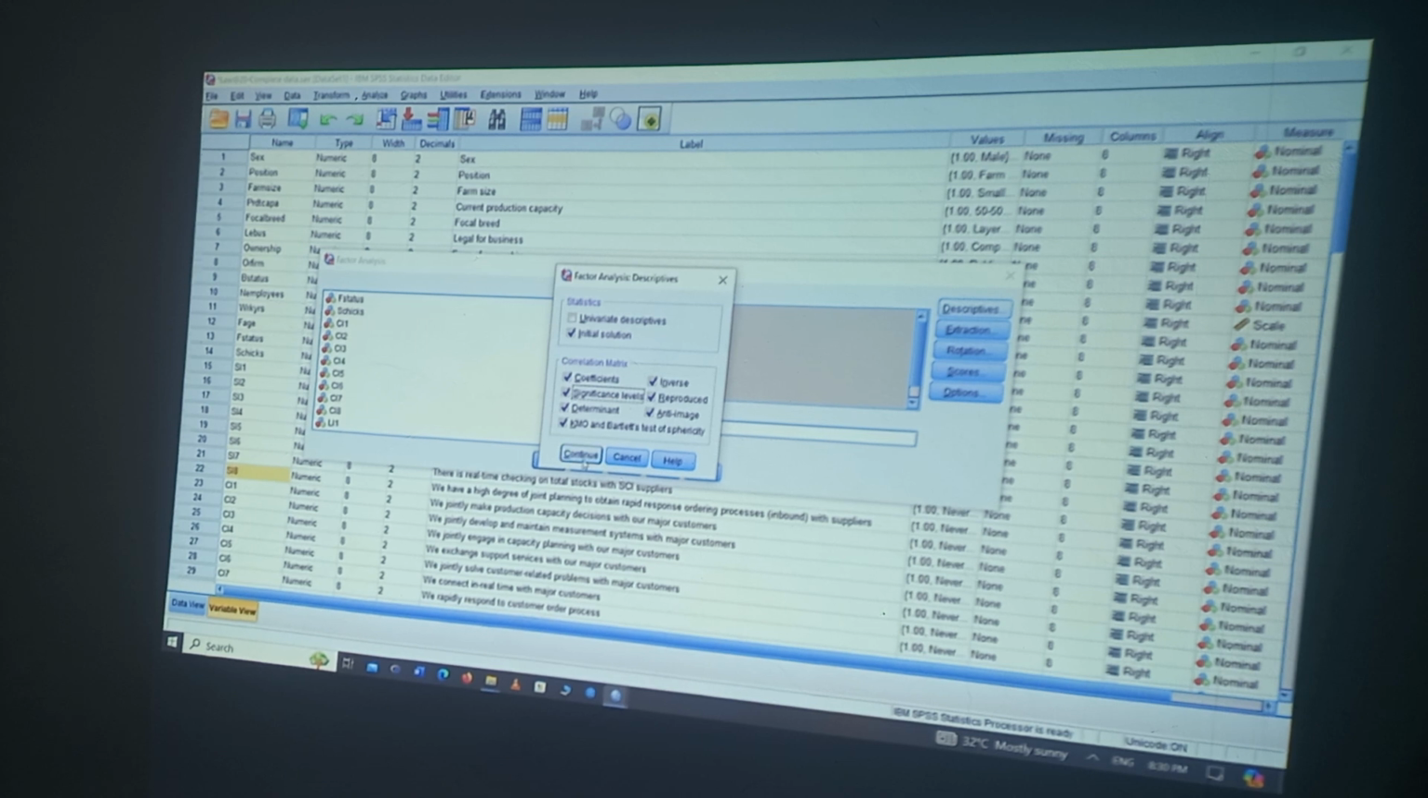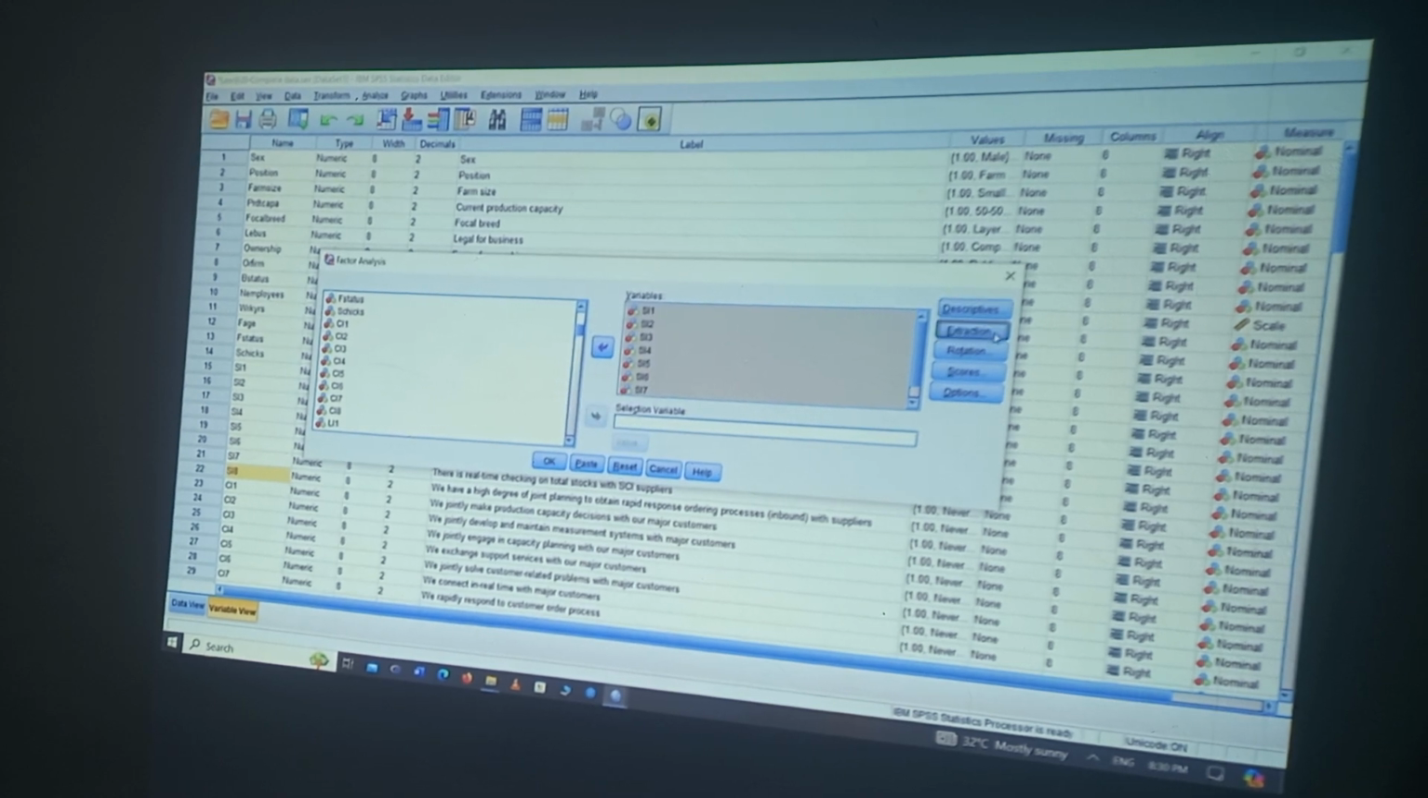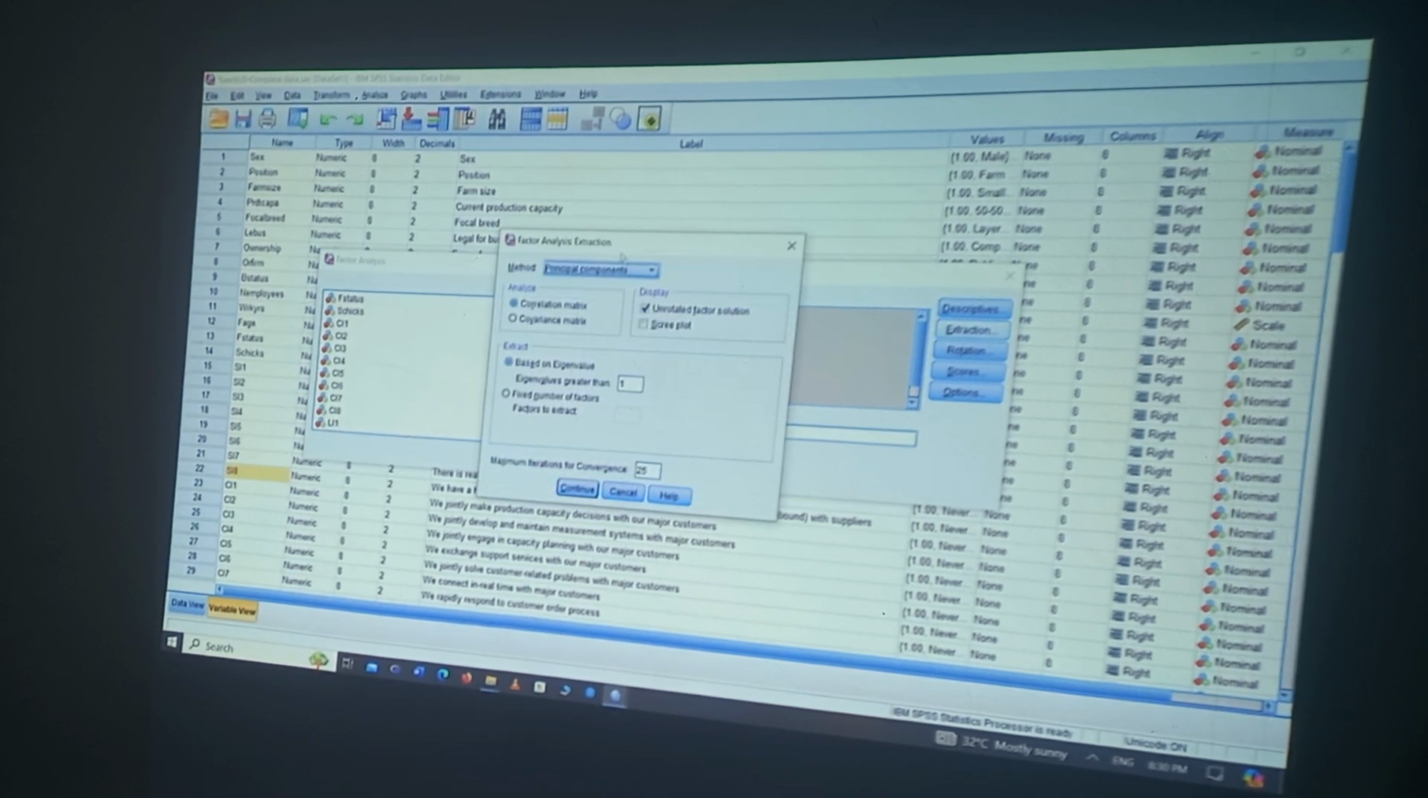Okay, so click on Continue. And then go to Extraction. Under Extraction, where the method is, make sure that Principal Components is selected. Is it selected? Principal Components. Okay.